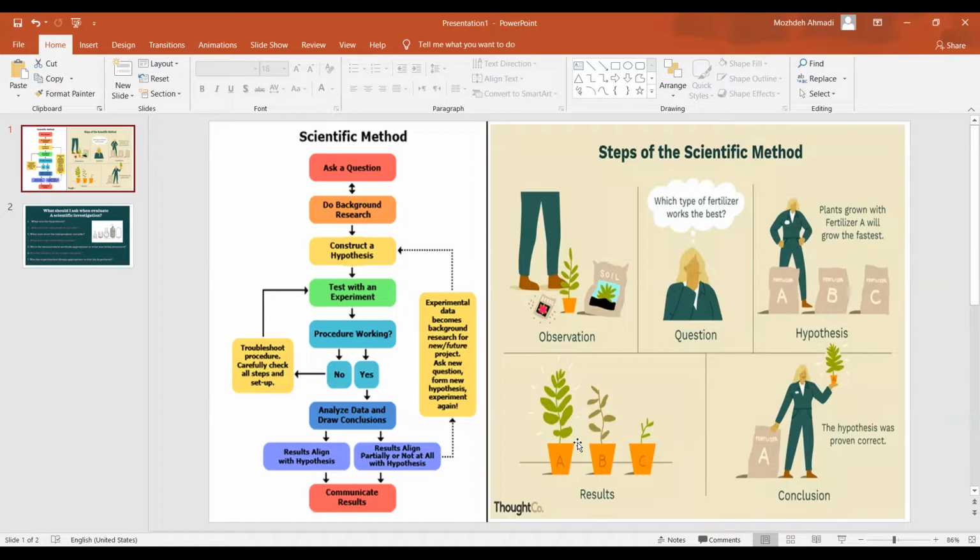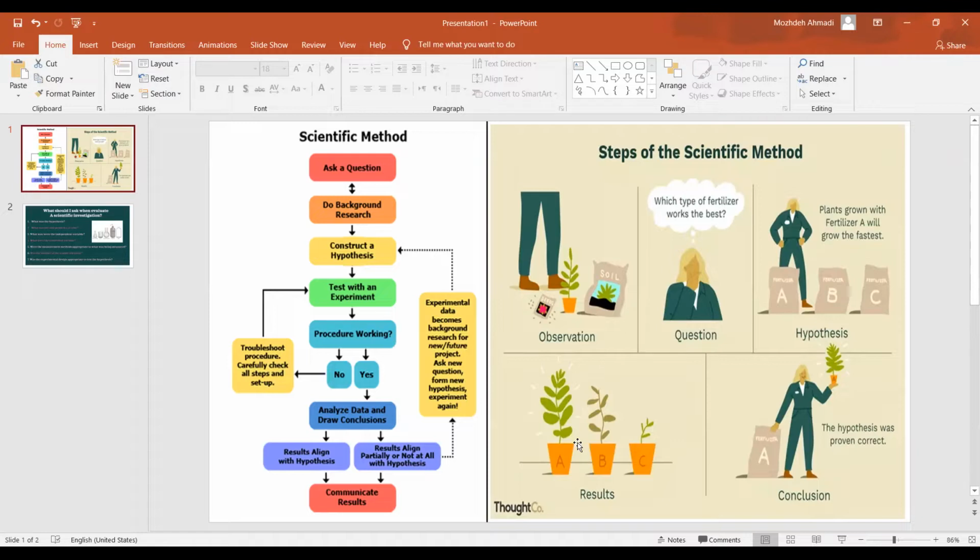The word hypothesis means prediction, and the step that comes after the hypothesis is to test it with an experiment. And the experiment should also have steps, so we can prove that the hypothesis that we have is the correct one.